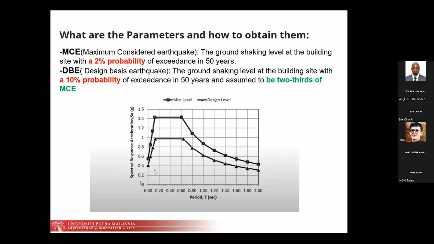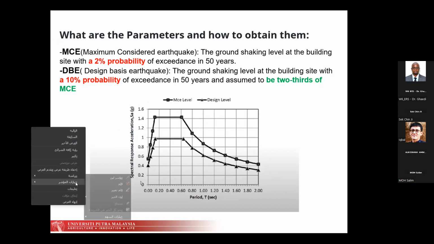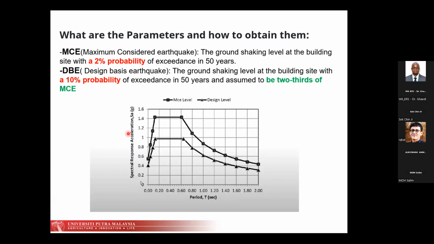As we can see, this is a chart for the response spectrum for the MCE and for the DBE. This is the value of the MCE, and this is the value of the DBE. And usually we design for the DBE.